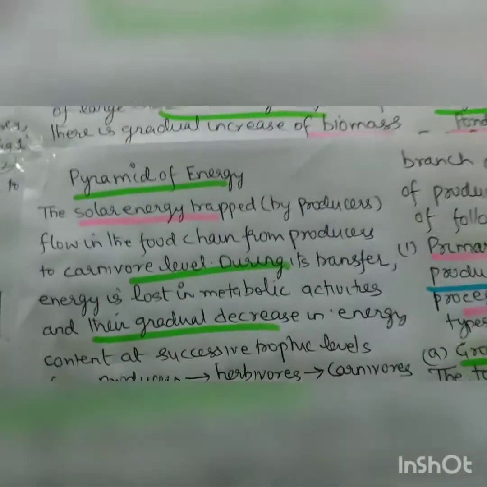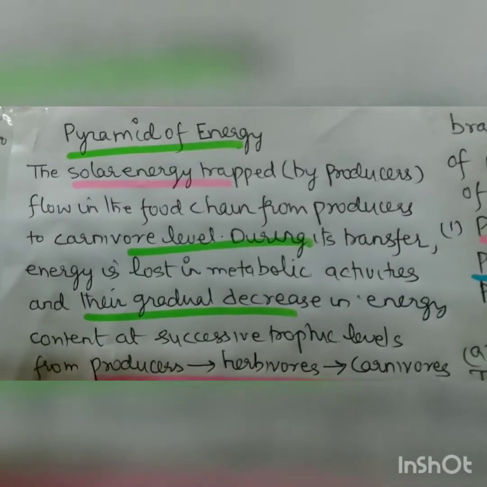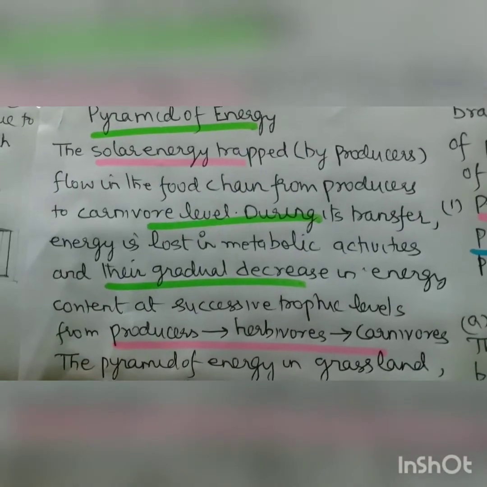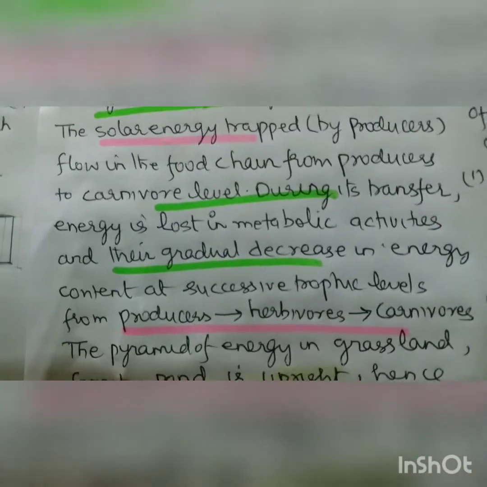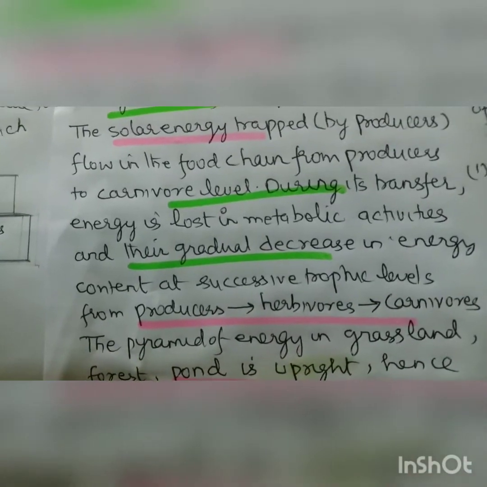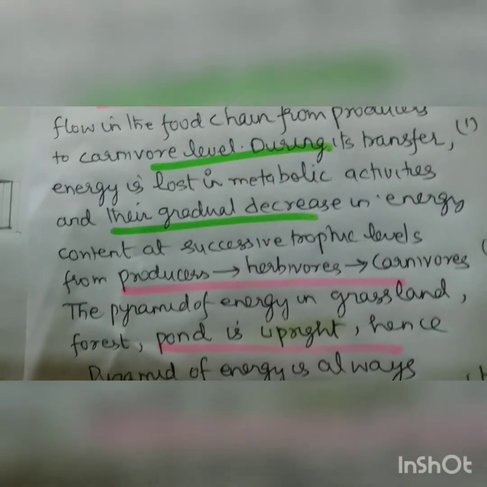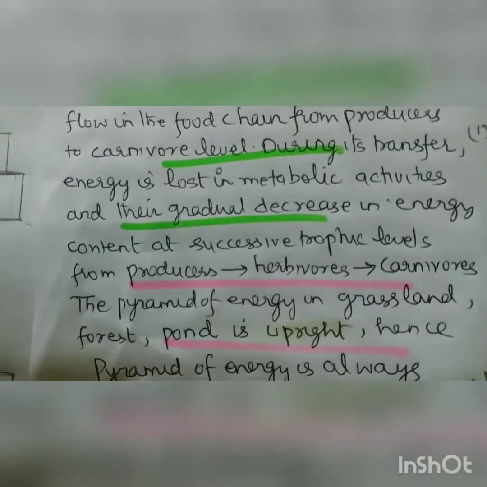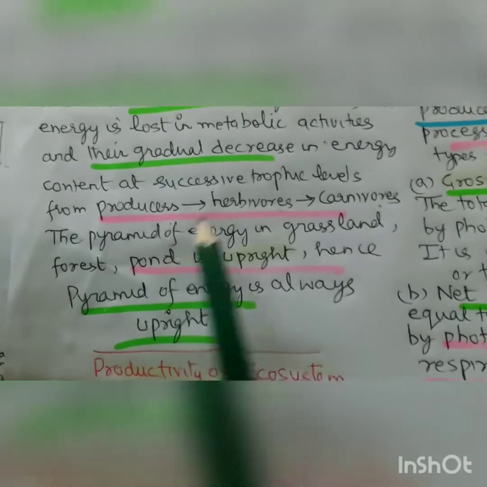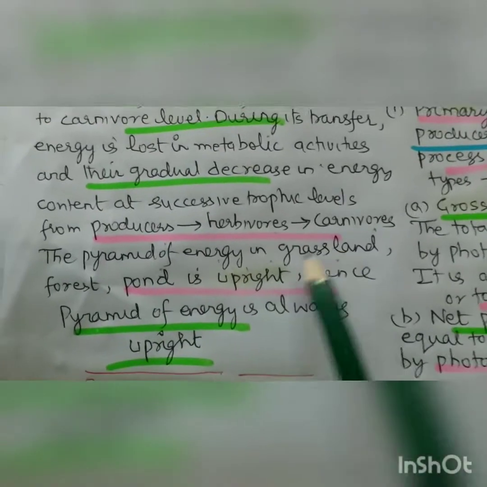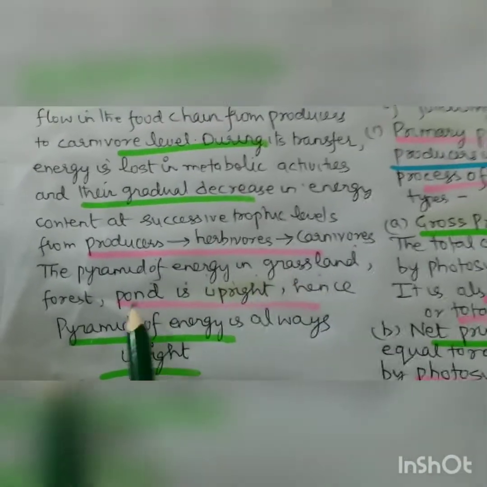Right? So now we are coming to the last part of pyramids, that is the pyramid of energy. The solar energy trapped by producers, we know, flows in the food chain from producer to carnivores in the process of eating and being eaten. In transfer, the energy is lost, which, I already told you, is bioenergetics, and there is a gradual decrease in energy in successive trophic levels from producers to herbivores and carnivores.